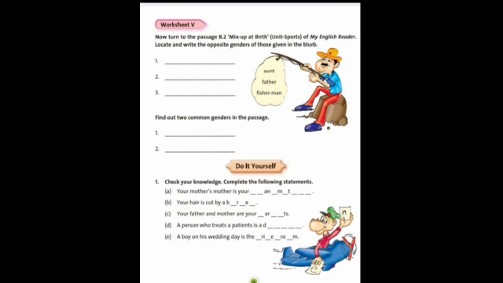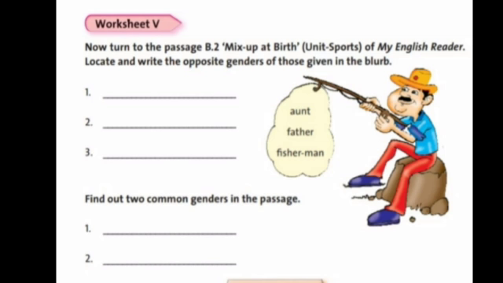Students, this is worksheet number 5. In this worksheet, you have to turn to page B2, Mix-up at Bedtime, of your English reader. Locate and write the opposite genders of those given in the blob. It means you have to write the opposite gender of these words. For example, uncle is the opposite word of aunt. Next, you have to fill these blanks by yourself.